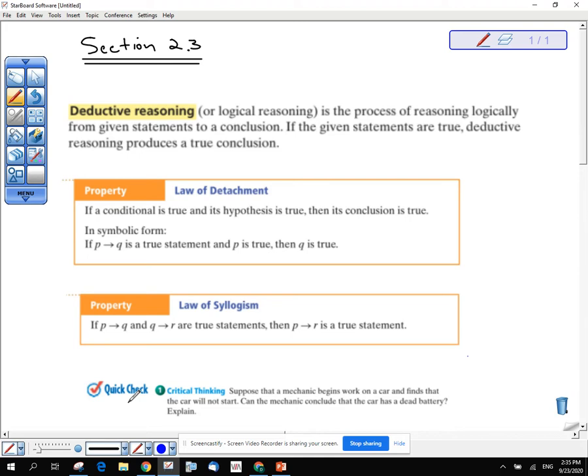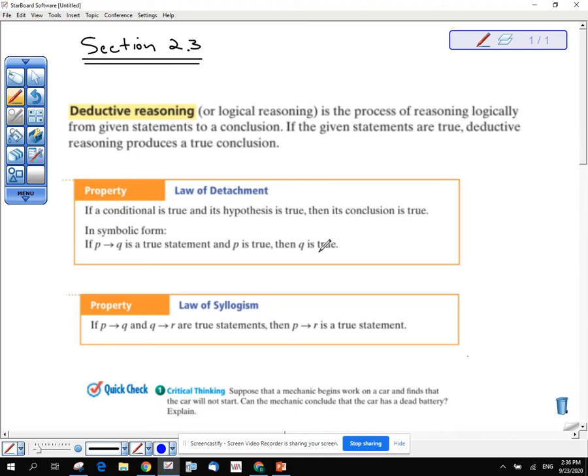So let's look at the law of detachment. It says if a conditional is true and its hypothesis is true, then its conclusion is true. This is what we used in that first example with the garden. Okay, now they will use the arrow notation that we talked about in the last section. If P implies Q is true, right? So this is an if-then statement. This is like saying if P then Q. It's like saying if P then Q is a true statement, and P is true. Okay, so the hypothesis is true, then Q is true.